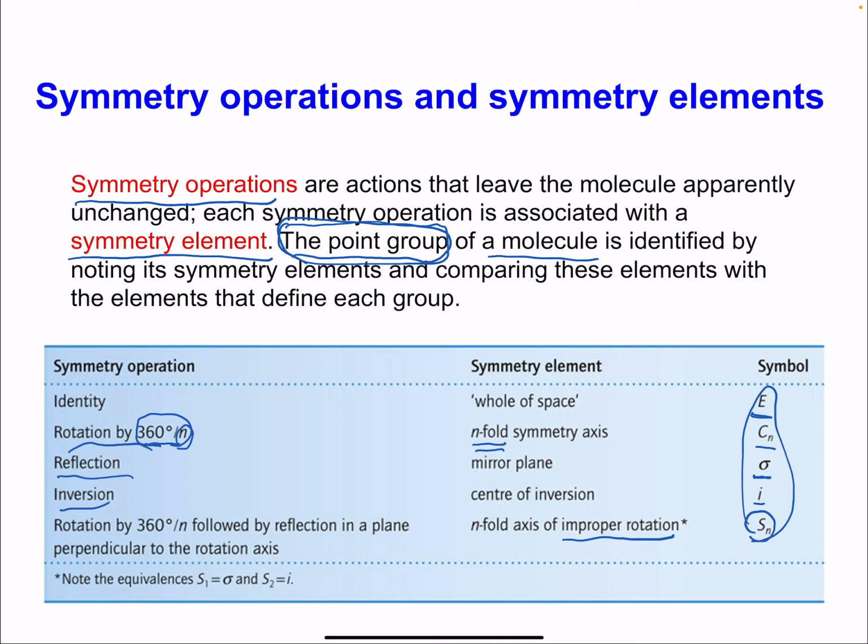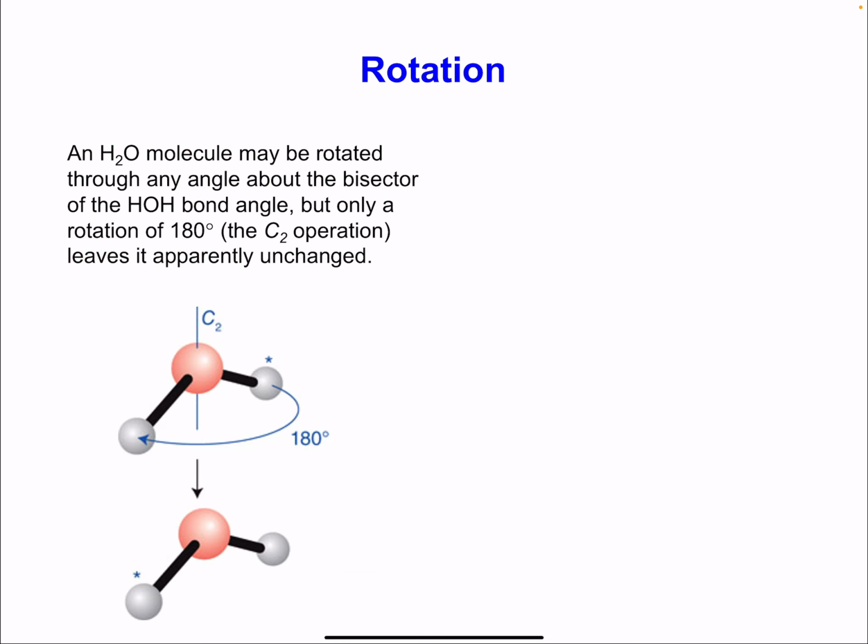So for each one, we have a symbol to represent the symmetry operation. E is identity, Cn means rotation axis, sigma means mirror plane, i means inversion center, Sn means improper rotation. I'm going to use examples to explain each of them. So the first one is the rotation. We don't talk about the identity element. Identity means no change.